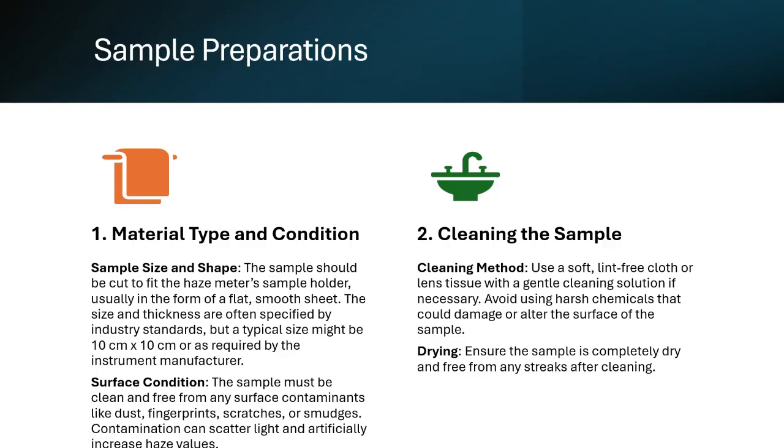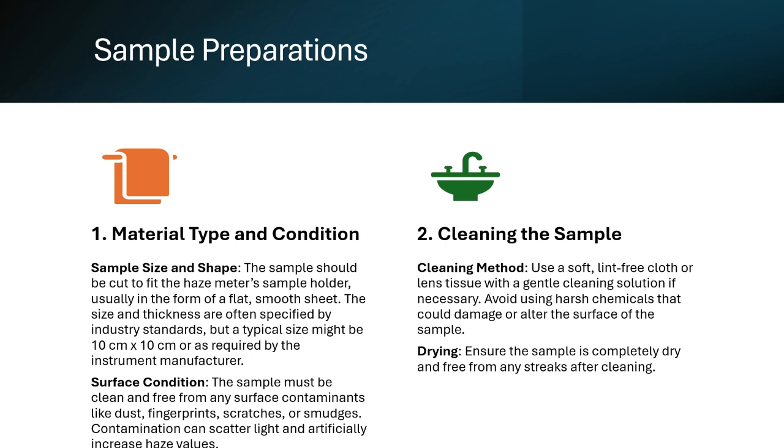So before we move on to experimenting, first we need to understand how the sample needs to be prepared. These are the prerequisites for the sample preparation. Firstly, the sample should be of proper shape and size. It should be in the form of a flat, smooth sheet.